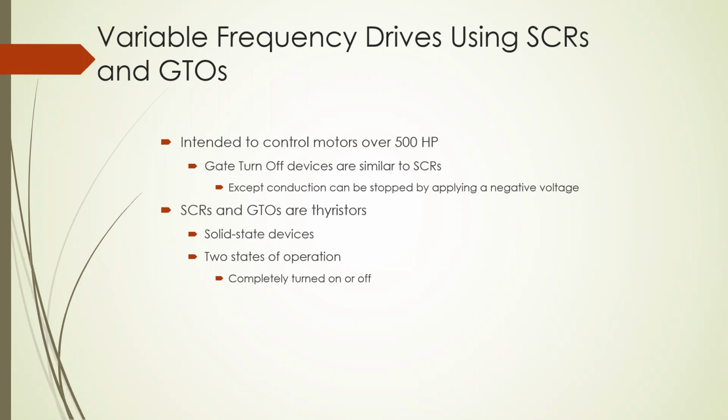So we have another type of solid state device, a GTO, and it's a gate turn off device. It's similar to an SCR, but it's on all the time, and the signal we send to it is when to turn it off. We use these for motors rated over 500 horsepower. They have an even smaller internal resistance. So it's just like an SCR, except it gives an off signal instead of an on signal.